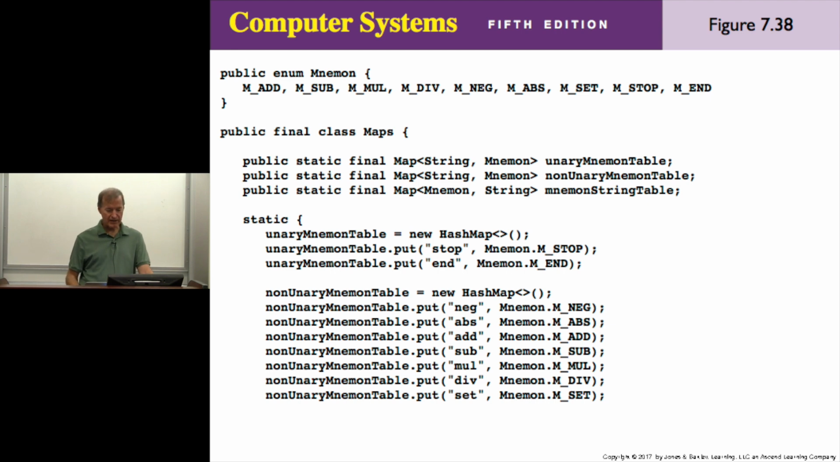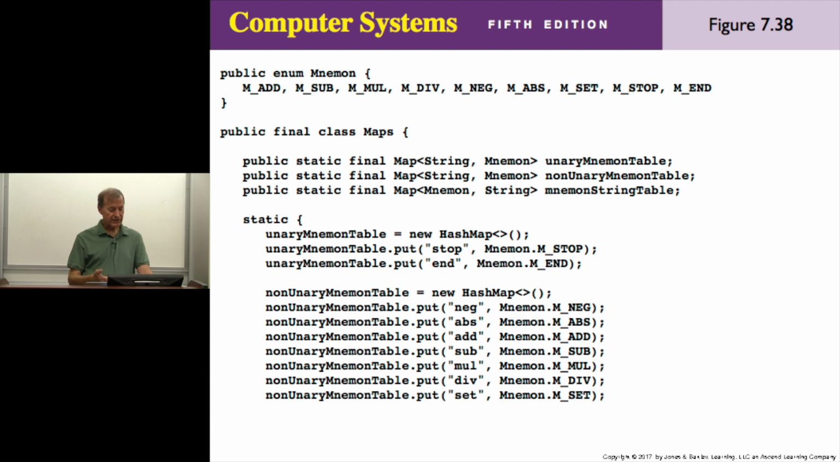Whereas if the key is a mnemonic, what is it? Well, it's an Enum Map, right? So the way you set this up is you say public, static, final, and you don't say whether it's a hash map or an Enum map, you just say map. And then you give the types of the key value pairs. So here we're declaring unary mnemon table, non-unary mnemon table, and mnemon string table, right? And then you use this keyword static, and you initialize them with new.